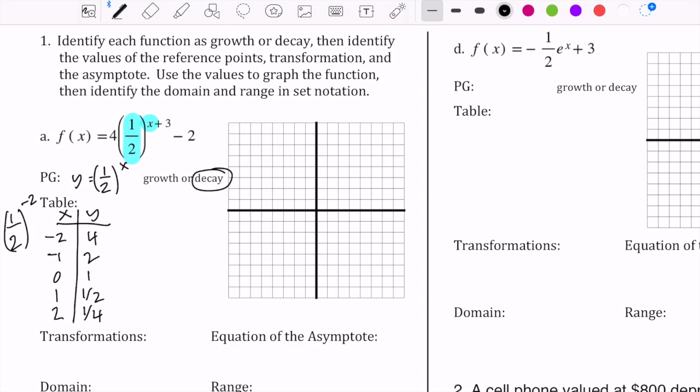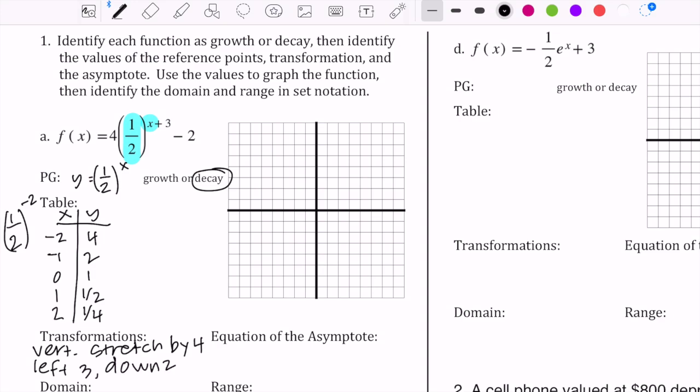The next thing I'm going to do is look at my transformations, and I have a vertical stretch. Remember, we have to write vertical stretch, not VC, by 4. And then we're going to go left 3, and we're going to go down 2.